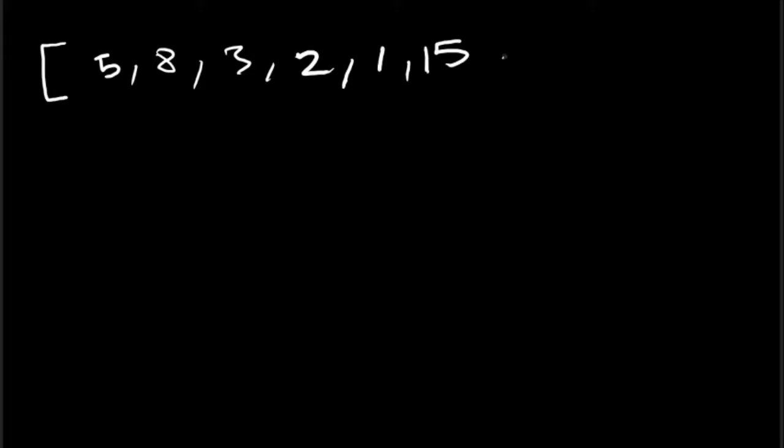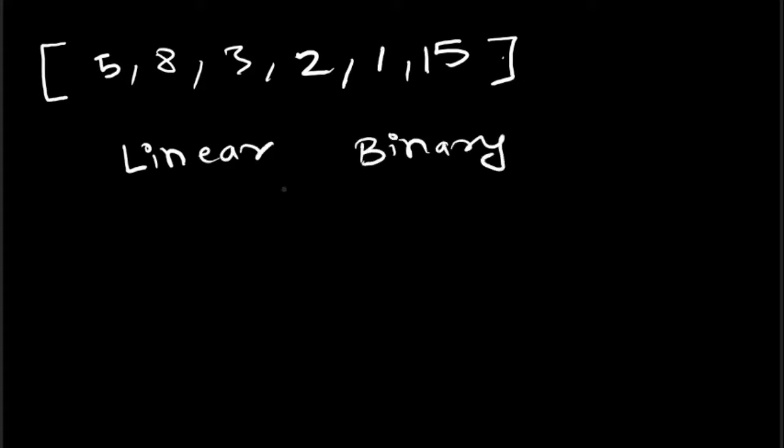So let's just assume we have a list of 5, 8, 3, 2, 1, 15, and this would be a random list. So here we have to search for an element. As in the last question we have shown, we can use linear search or binary search, or there are more modified versions such as sentinel or ternary search, but for now let's just assume binary is the best solution we know.